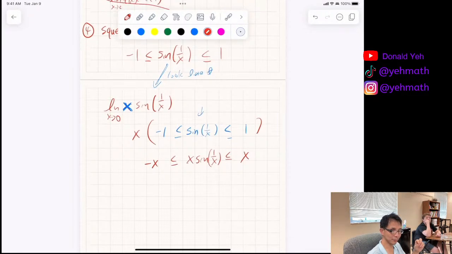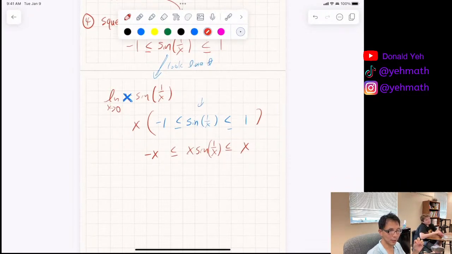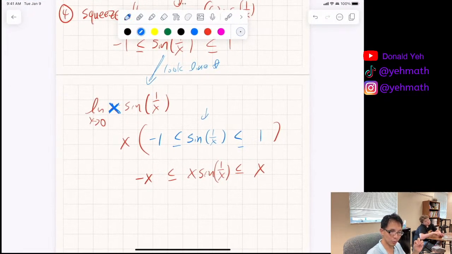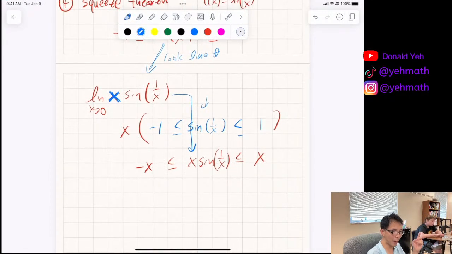That's interesting now, because for this middle function, we try to find the limit, but we can't because we don't know how. But can we find the limit of this function and this function? Can I say the limit as x approaches 0 from the left side of negative x, and the limit as x approaches 0 from the right side of x? Can I figure out what that is? What's the limit as x approaches 0 from the left side of negative x? Is it equal to what?